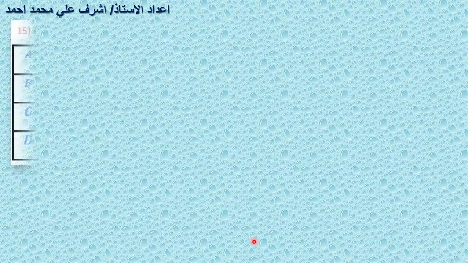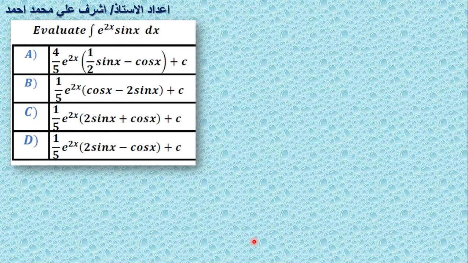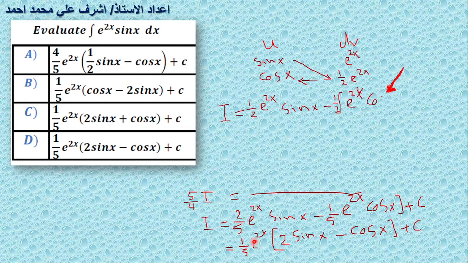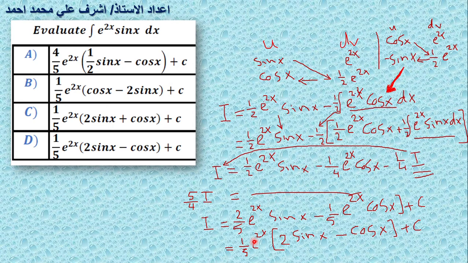Next, evaluate the integral of e to the power 2x sine x dx. Now we'll use integration by parts. I'll suppose u equals sine x and dv equals e to the power 2x. Now our derivative is cosine x and the integration is 1 over 2 e to the power 2x. We will now take u times v. I'll suppose this integral is I, equal to u times v minus the integral of v du.